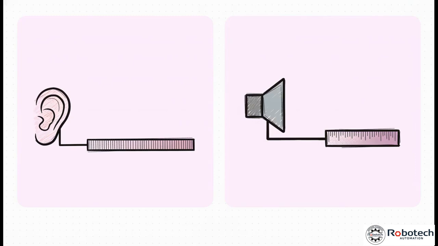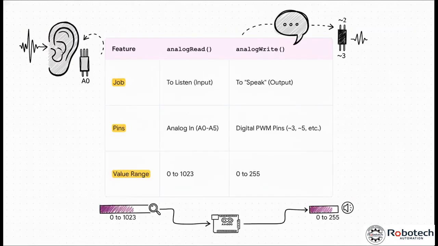And hey, notice this, the value range is different too. When we're reading, we get that 10-bit precision, that big 0 to 1023 range. But when we're writing, it's only 8-bit. That means our output control has 256 steps, from 0 to 255. So why the difference? Well, it's just a classic engineering trade-off. You want super high precision for your sensors, but for a lot of outputs like dimming an LED, 256 steps is way more than enough for our eyes to see a smooth fade. Using 8-bit for output is just more efficient for the microcontroller. Pretty smart, right?